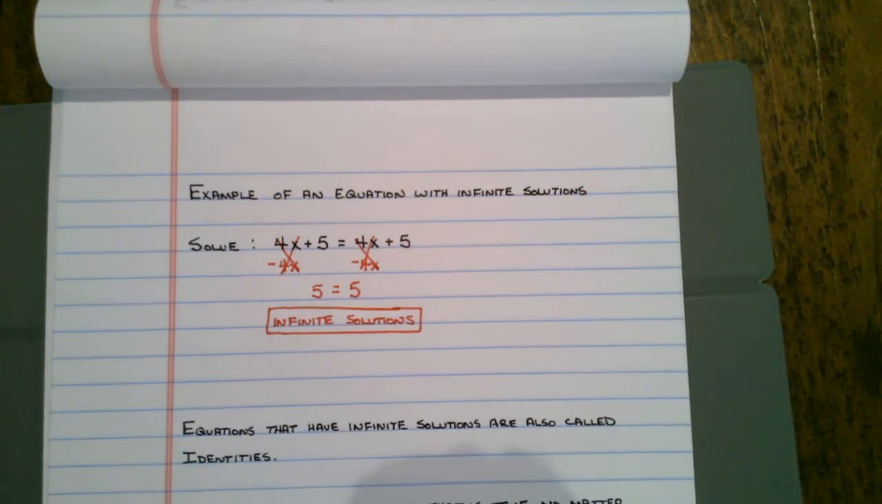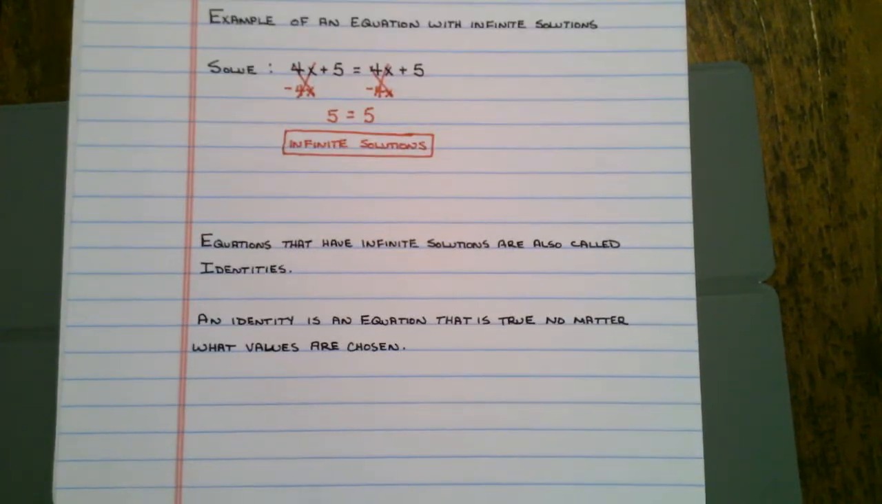So when we're solving an equation and we reach a situation where all the variables are eliminated, I have to make a decision based on what's left over. If what's left over is true, it's infinite solutions. If it's not, then it's no solution. Equations that have infinite solutions are also called identities. An identity is an equation that is true no matter what values are chosen. So sometimes they will call these types of equations identities or an identity.